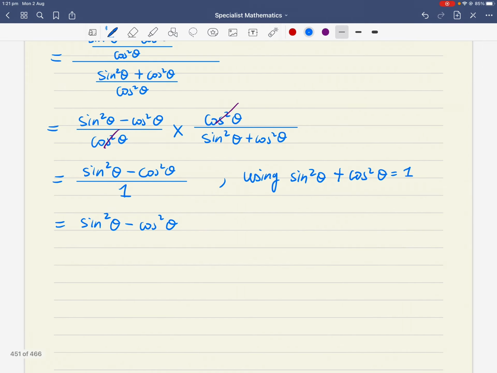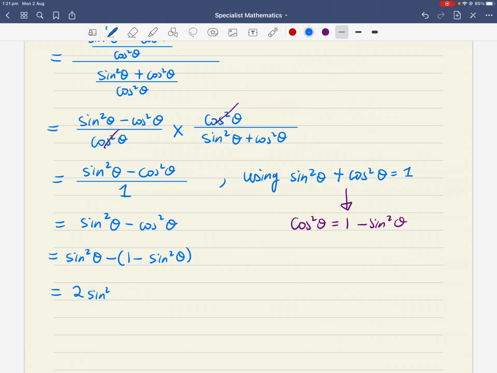We can take it one step further, because from the Pythag identity that sine squared plus cos squared equals 1, we can rearrange it to be cos squared theta equals 1 minus sine squared theta. So that's just rearranging the 1 from the top. If we can do that, then we can substitute the cos squared to be 1 minus sine squared theta. Expanding our brackets, we have 2 sine squared theta, because negative is positive, and we have minus 1. So this simplified becomes 2 sine squared minus 1.